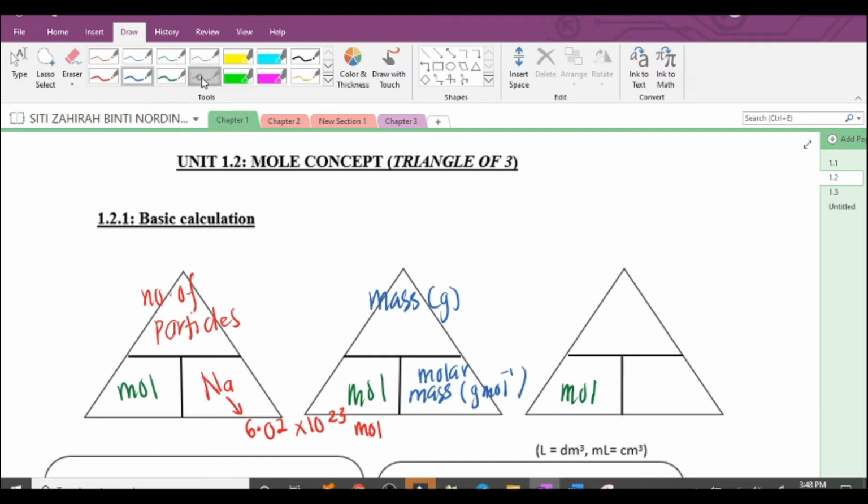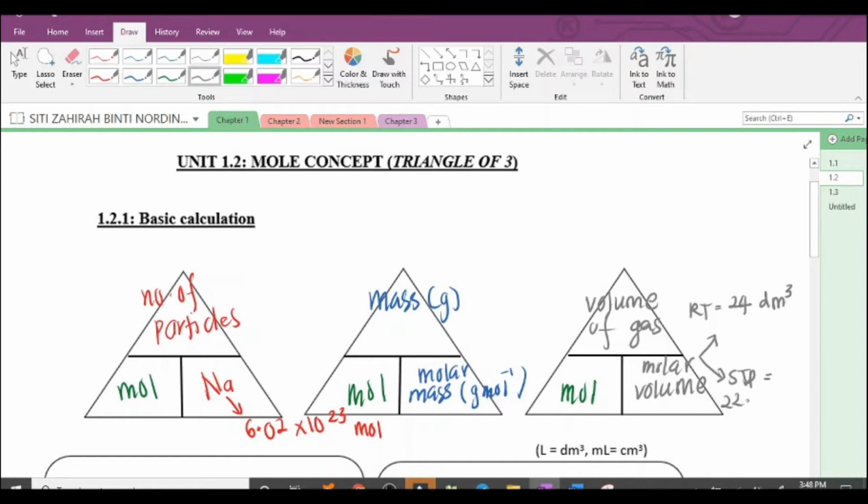The last triangle is about gas. Hence, volume of gas divided by molar volume to find mole. So we have molar volume, which at room temperature would be 24 dm cube, and at standard temperature and pressure would be 22.4 dm cube. Okay, so I'm going to highlight that you're going to use this formula only to find volume of gas, not for liquid, not for aqueous. Okay, it's only for gas.